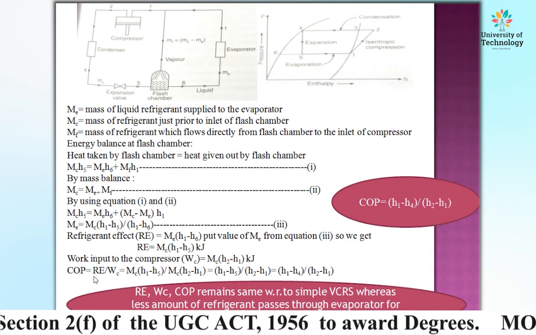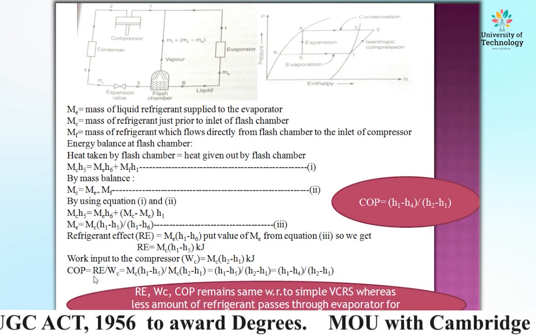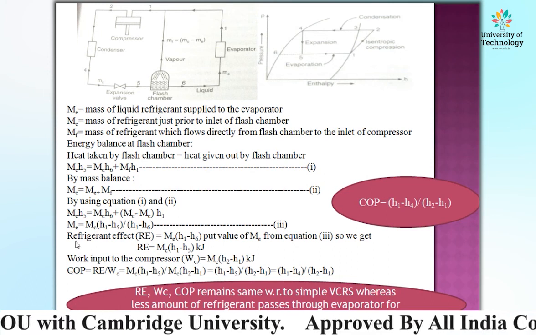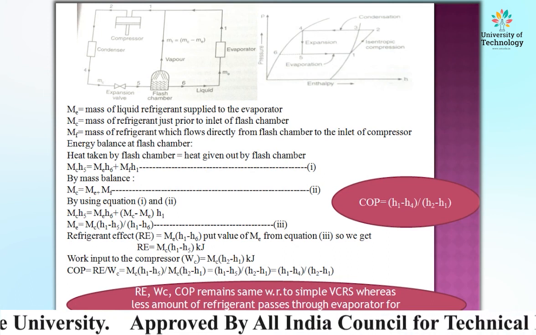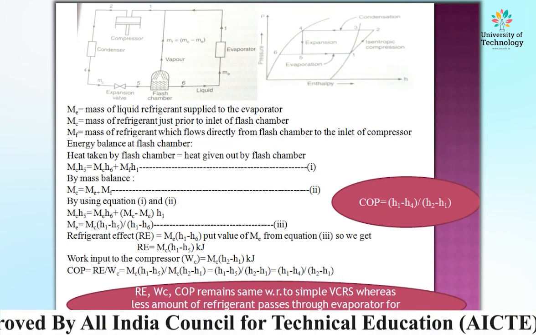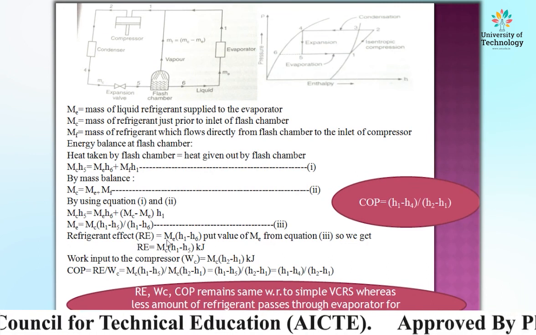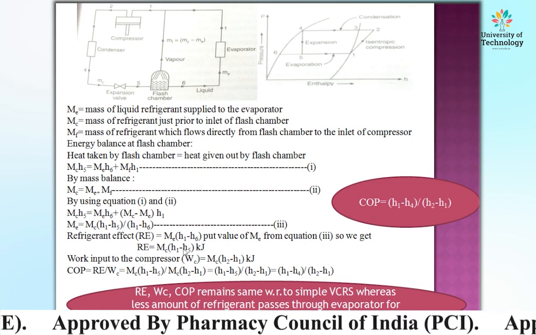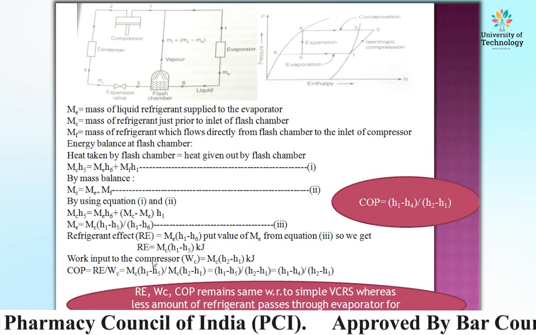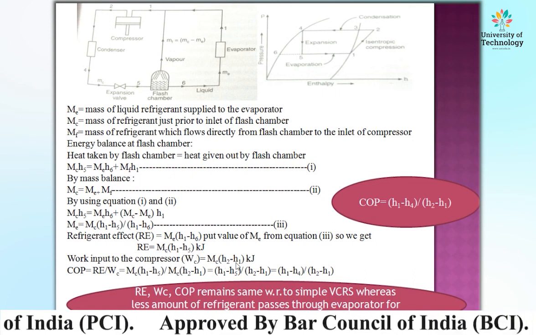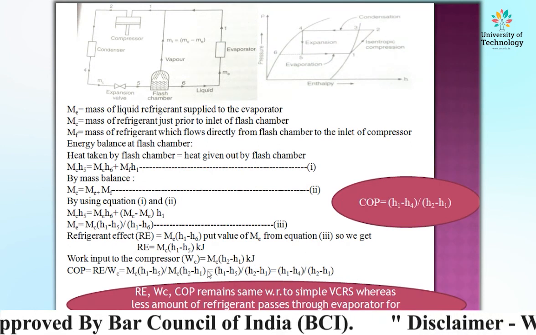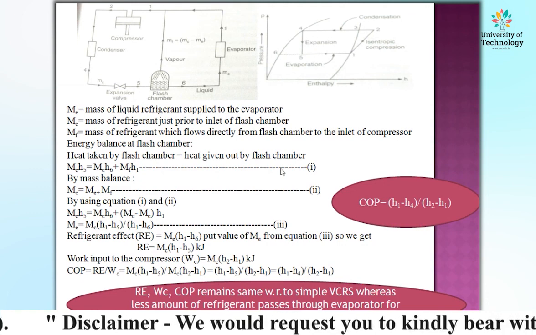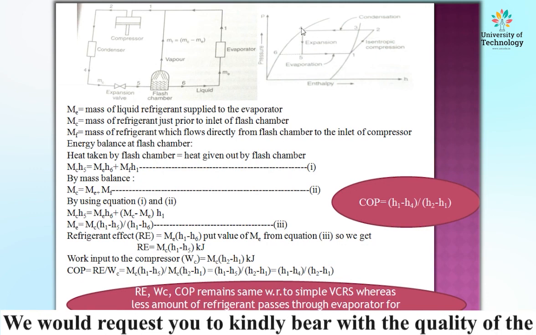Put the value of refrigerant effect and WC. Refrigerant effect is equal to MC H1 minus H5, and work input to the compressor is equal to MC H2 minus H1. MC cancels out, and we get H1 minus H5 upon H2 minus H1. Look at this, H5. 4 to 5 is a throttling process, meaning expansion of fluid takes place.